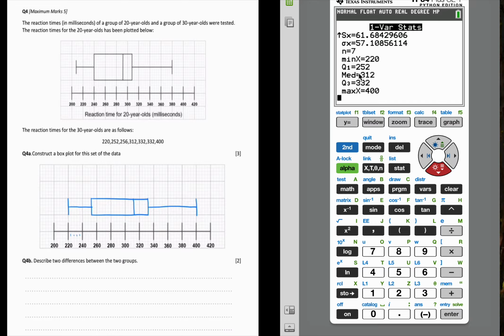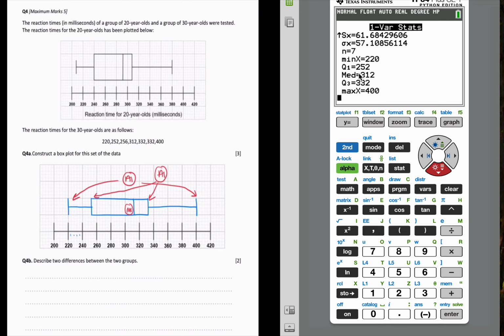So in terms of the marks there is 1 mark for correctly doing the minimum and the maximum. There is 1 mark for correctly doing the 2 quartiles. And there is another mark for the median.